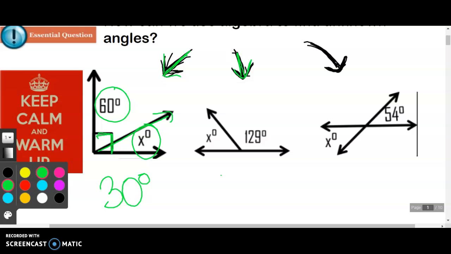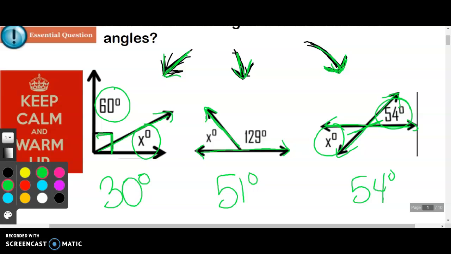Number two is talking about supplementary angles, which add up to 180 because we have this straight line here, and straight lines are 180 degrees, and this angle is breaking it into two different angles that have to add up to 180 degrees. So 129 plus what equals 180? The answer is 51. So x must be 51 degrees. And then finally, we have our vertical angles, and vertical angles are congruent. Since we have two straight lines that are crossing, these are vertical. So if this is 54, this is also 54, so x is 54 degrees.